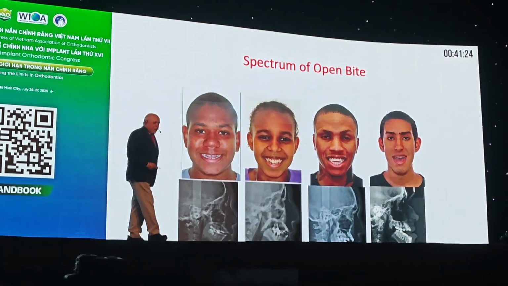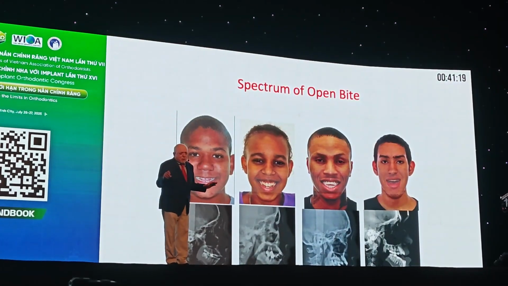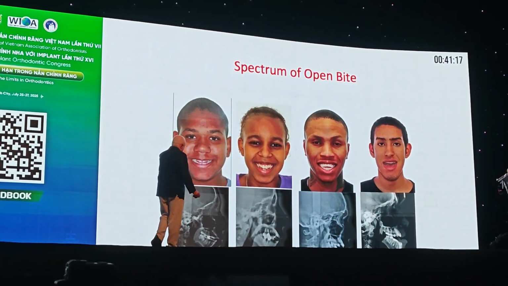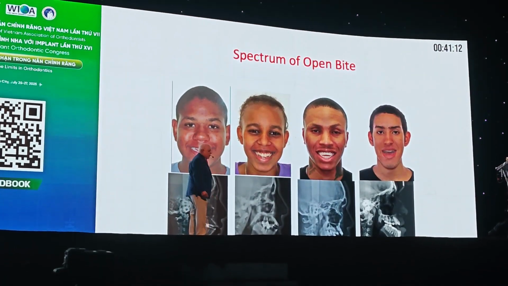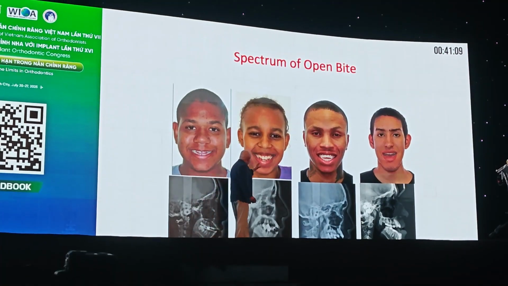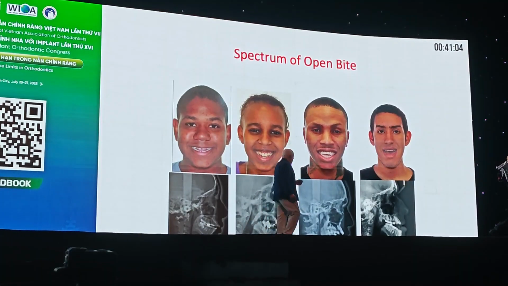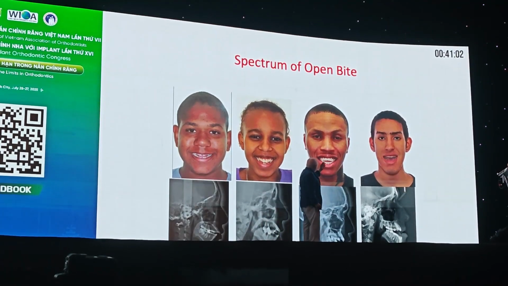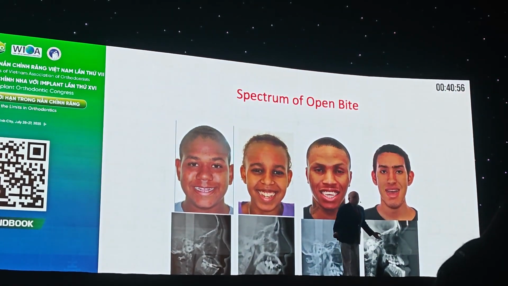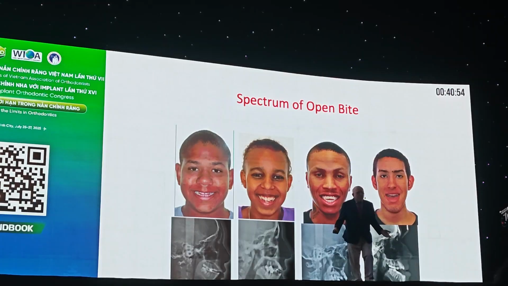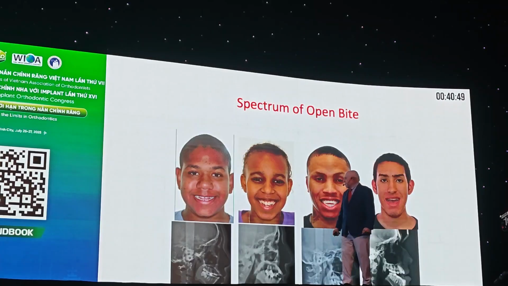Look at the spectrum of open bites. There is no one definition of open bite. Okay? If you look at the soft tissue, you will see some patients have open bite and they don't show upper incisors. She has a big open bite. Not only does she show upper incisor, but she shows gingival tissue. And this guy, you can see, has a big open bite and there's a curvature. And this guy has a huge amount of open bite. So now you can see that you can never define open bite.